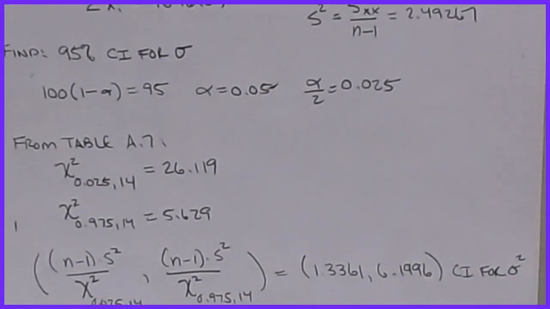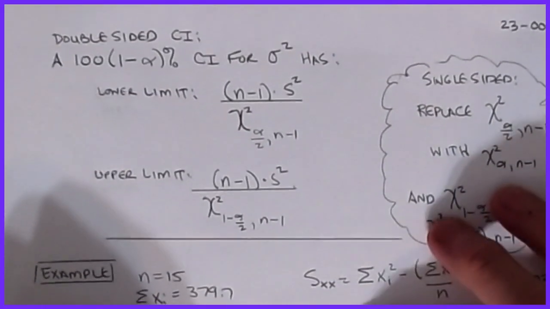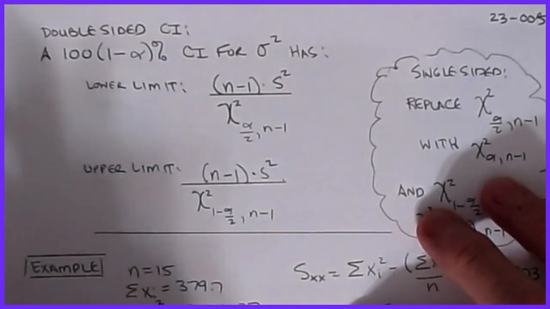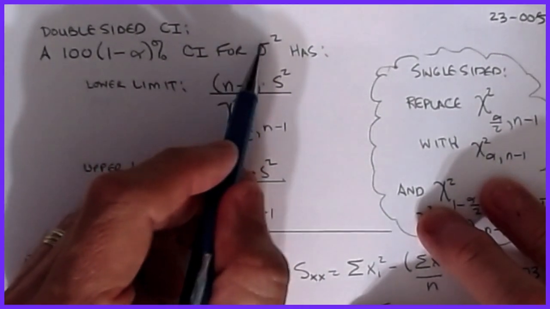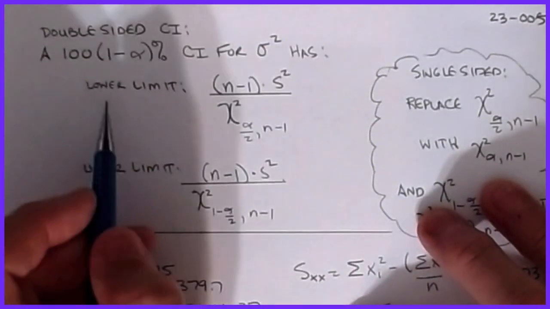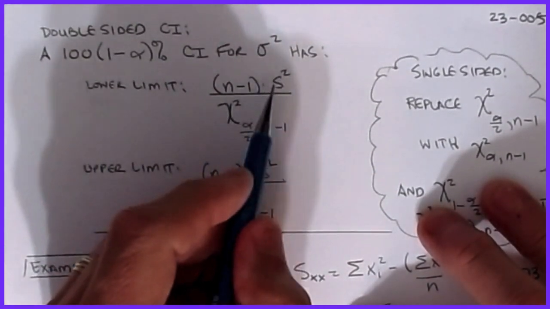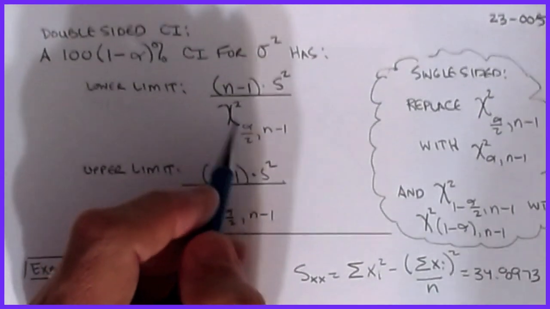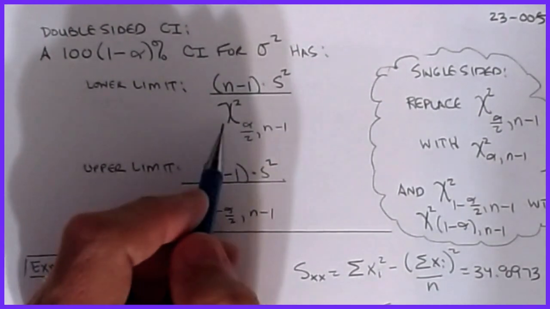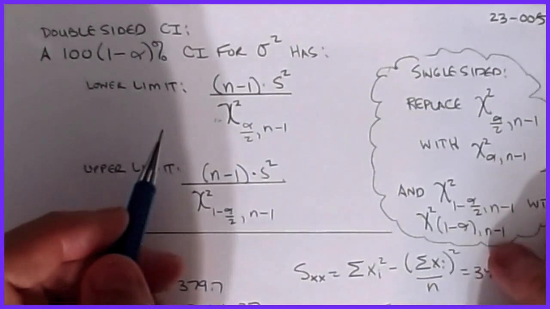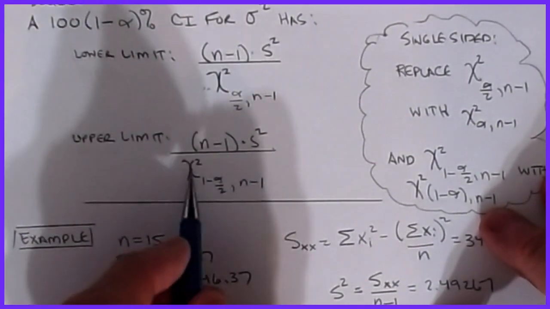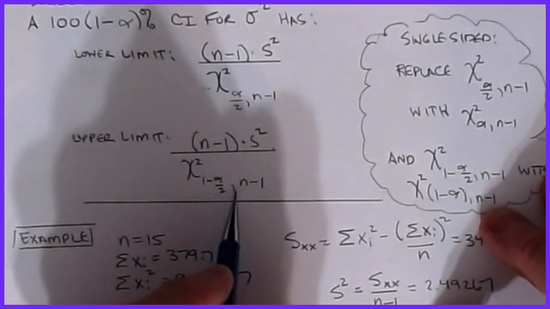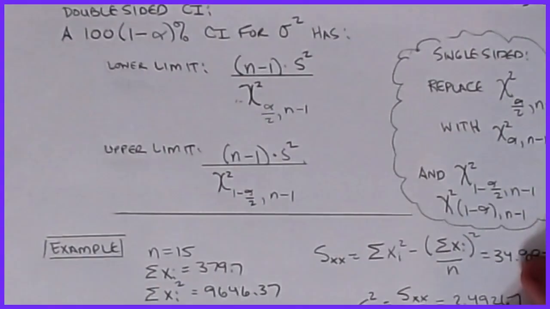So let's talk about the double-sided confidence interval. For a 100 times 1 minus alpha percent confidence interval for sigma squared, the population variance, the lower limit is n minus 1 times s squared over chi squared alpha over 2 and n minus 1. So here's your statistic coming in here. For the upper limit, we have n minus 1 times s squared over chi squared 1 minus alpha over 2 and n minus 1. That's how you handle a double-sided interval.